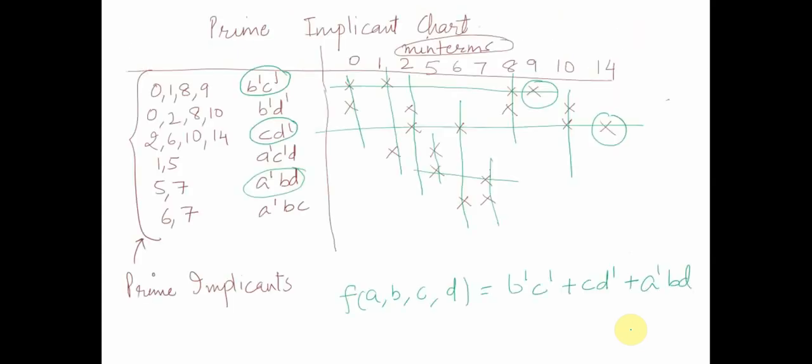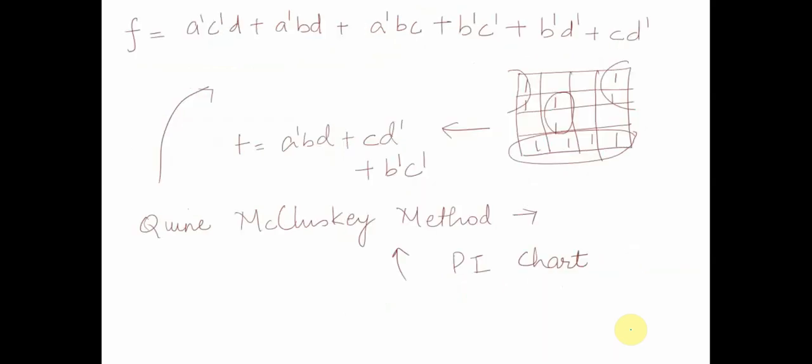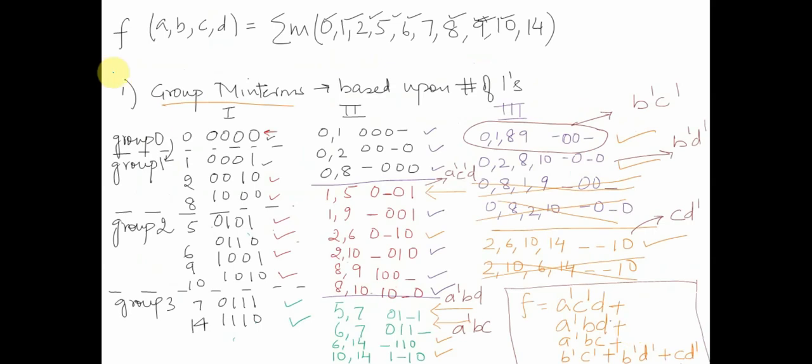So I hope this is clear. This is a bit confusing in the beginning, so I think I should reiterate it once. The steps were simple. We just grouped the minterms depending upon the number of ones in the minterms, and arranged them in ascending order.